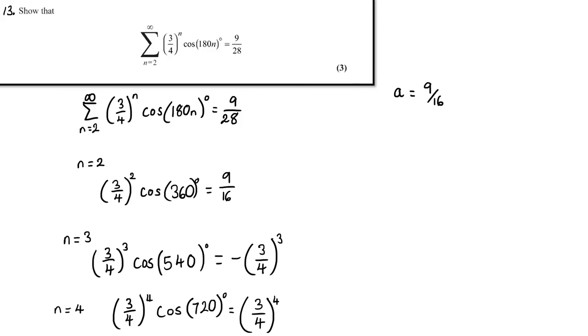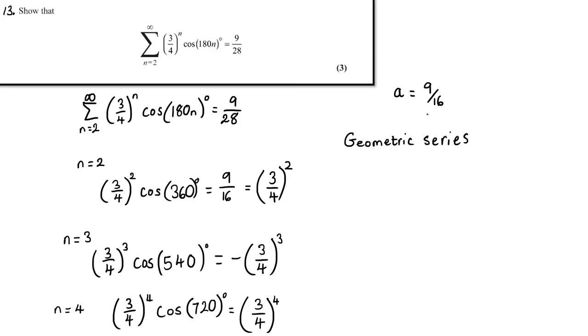And hopefully a bit of a pattern's emerging at this point now, and this is why I always say just try the first few terms. Usually when you put the first few terms in, you can see the pattern that's forming. So if we say n equals 2, we said that was either 9/16 or 3/4 squared. For n equals 3, that's minus 3/4 cubed. And then for n equals 4, that's 3/4 to the power of 4. So hopefully what you can see here is we've actually got a geometric series, where the first term is 9/16.